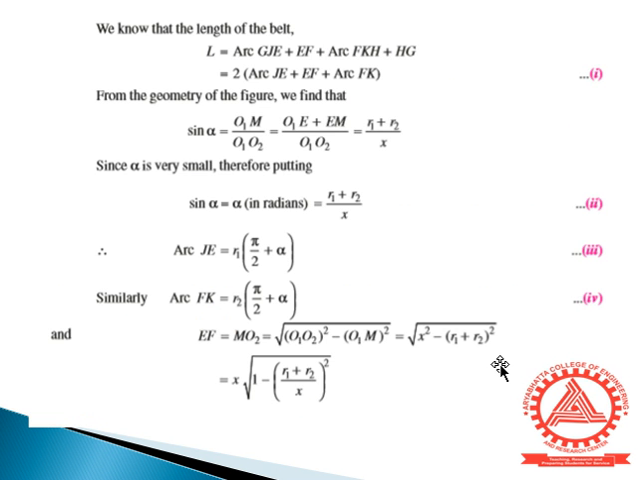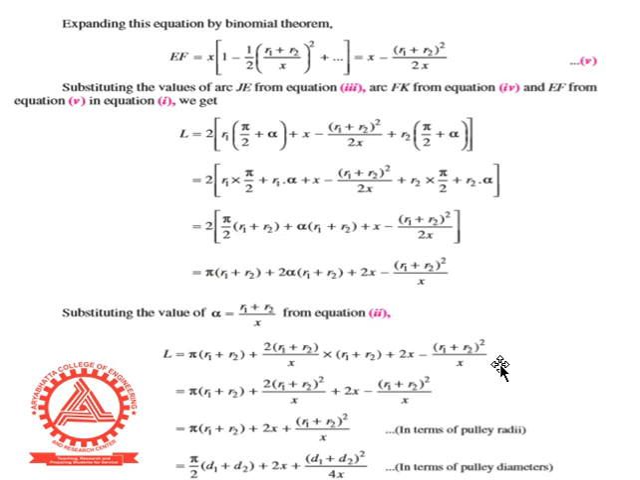So again, with a simple mathematical calculation we can find out that this is the equation for the length of belt: pi into (R1 plus R2), plus 2X, plus (R1 plus R2) whole square upon X.